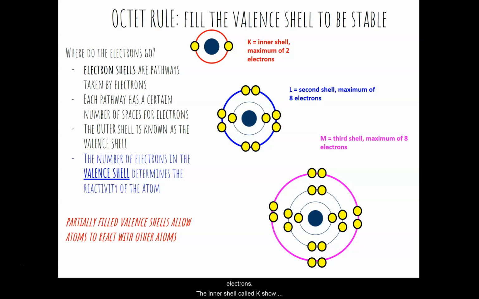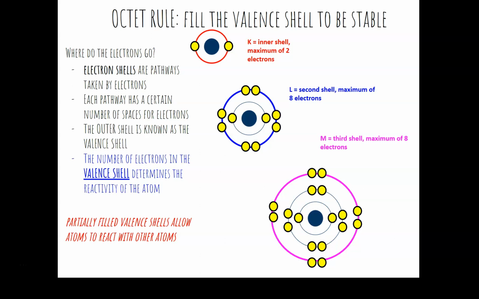The inner shell, called the K shell, has a maximum space for 2 electrons. So if you have only 1 electron, it'll go into that inner shell and you'll have space for 1 more. But what if you have 3 electrons? You would fill both of the spaces in the K shell, and then you would have to put your spare electron into the L shell, the second one. The L shell has a maximum space of 8 electrons. The M shell has another space of 8 electrons. Octet comes from oct, which means 8. That's where we get the octet rule.